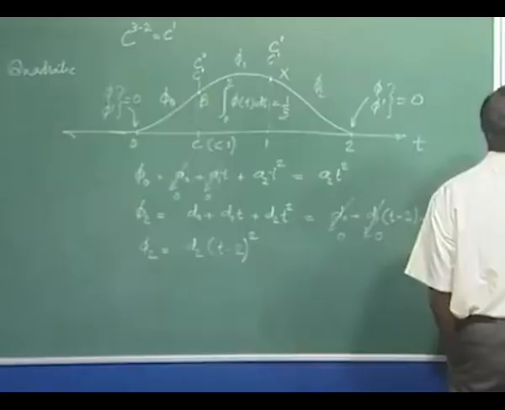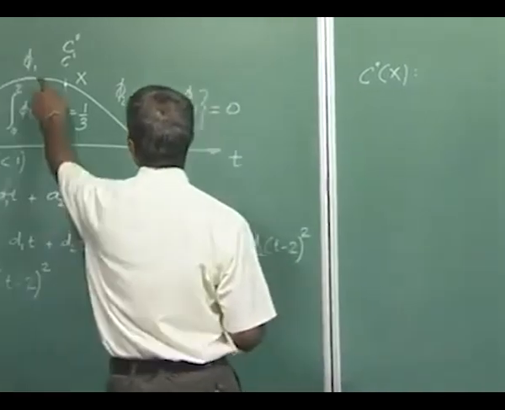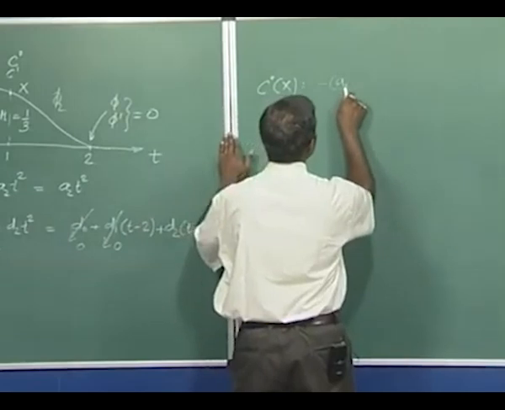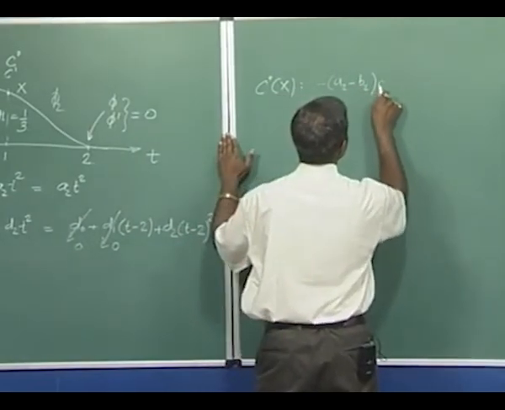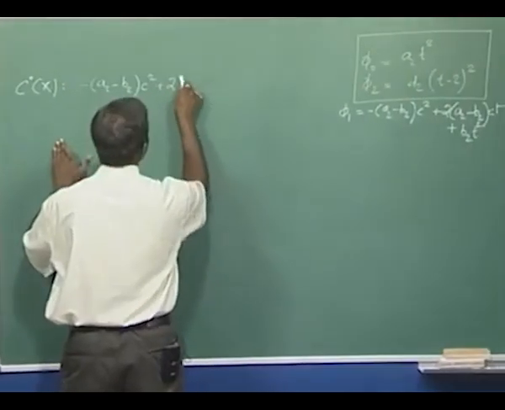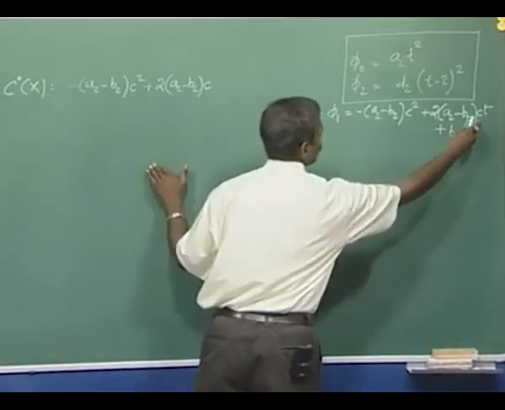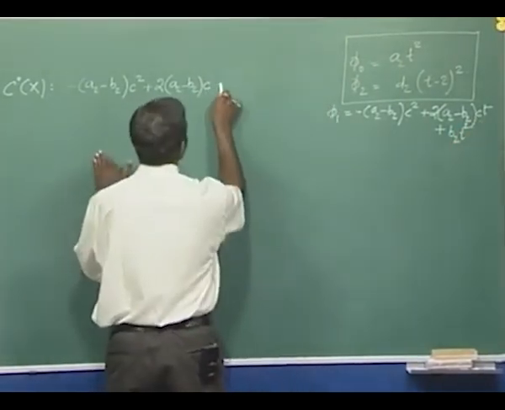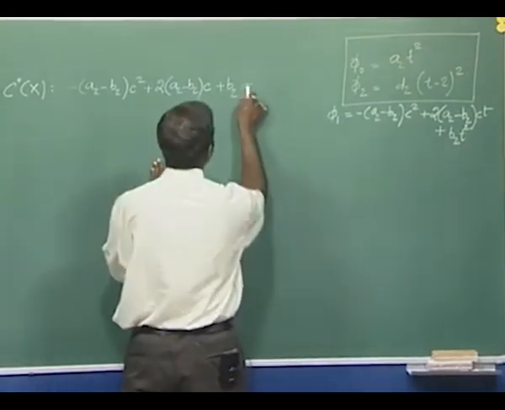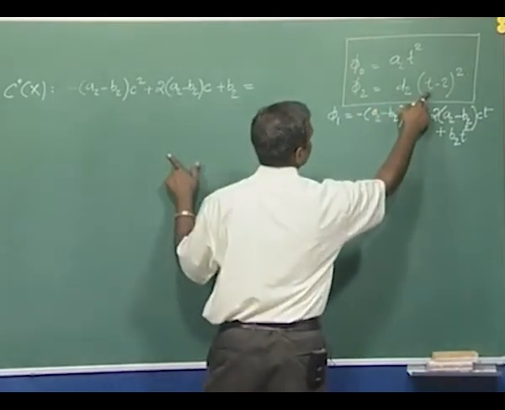Now C0 at X would give us, from phi 1, minus A2 minus B2 C squared plus 2 A2 minus B2 C, the T value is 1, plus B2, again the T value is 1, and this would give us D2 if I substitute T as 1 here.